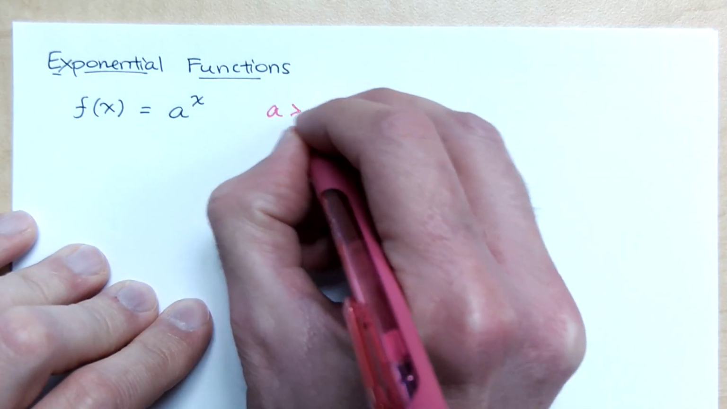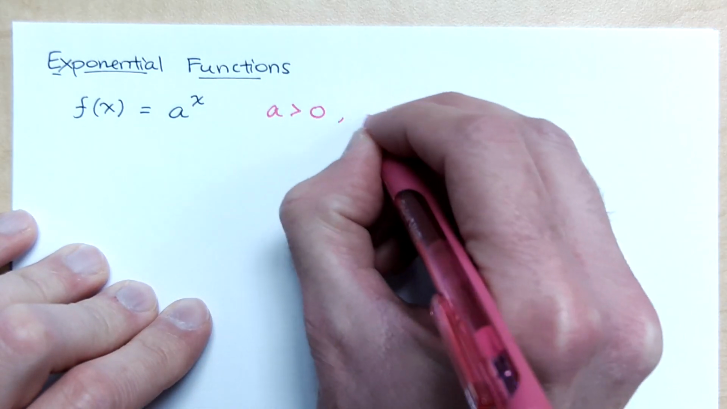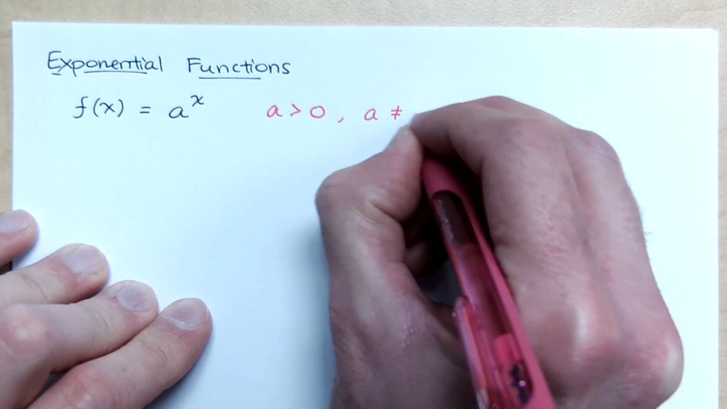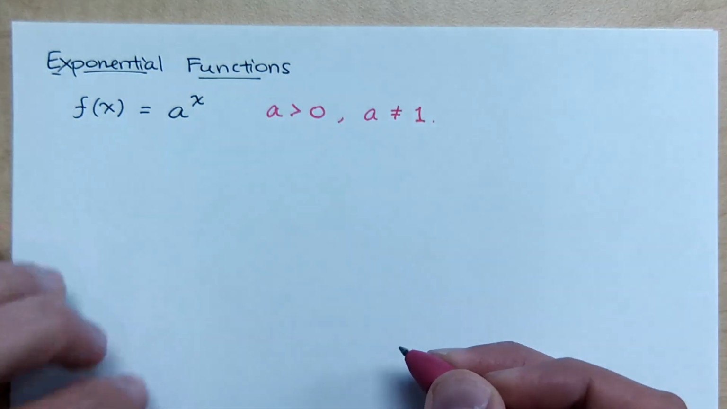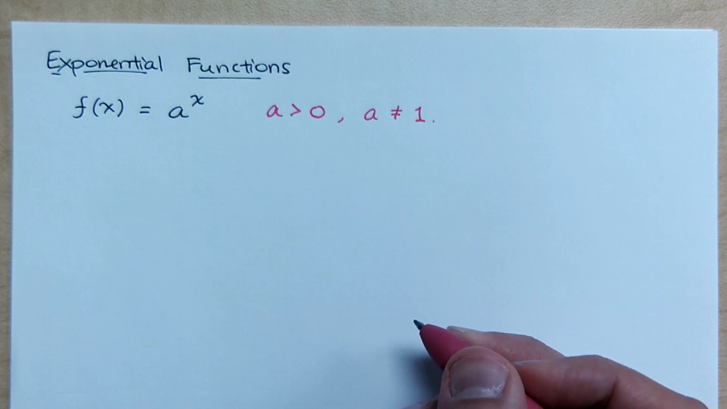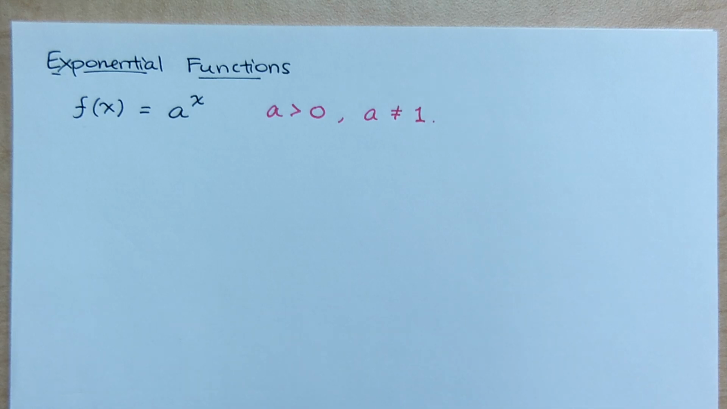Your base is going to be a value that's greater than 0, but we're not going to be looking at the base being equal to 1, because if the base equals 1, it's a constant function and it's not exponential.